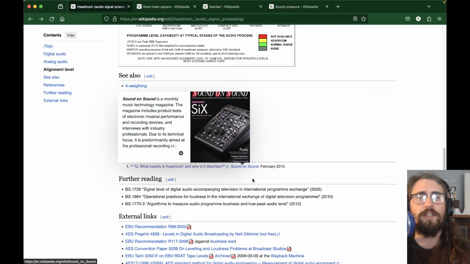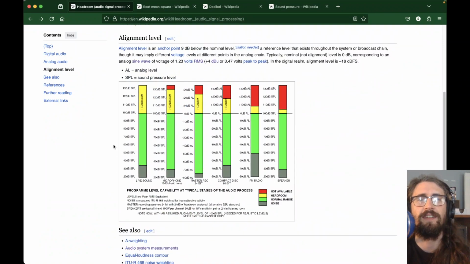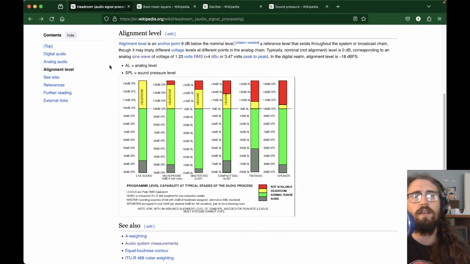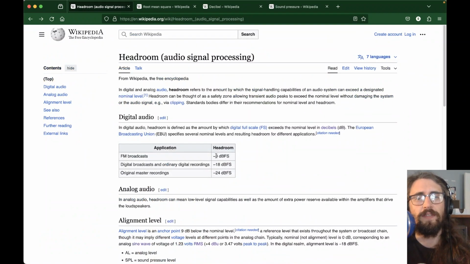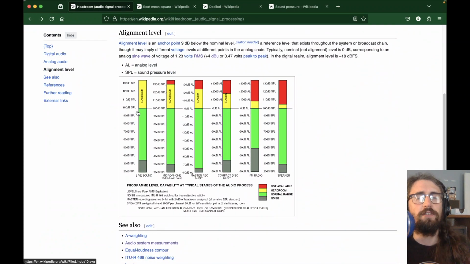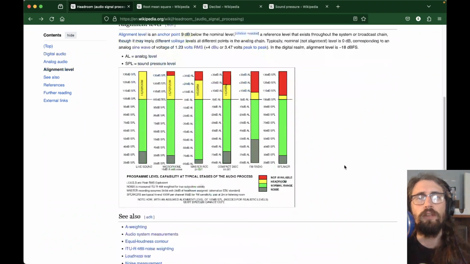Sound on Sound is a good magazine, but I wouldn't base my entire reference section on one article that takes this from... I think this is some company, I don't remember, but Lindos. It's like a measurement sampling system, and it's trying to give some standards for headroom, which there are none. So I guess it's just a starting point, man. It's no big deal. But this chart gives some implications about this idea of an alignment level, in this sort of arbitrary, like 9 dB below the nominal level.